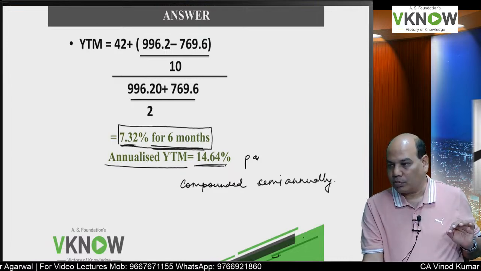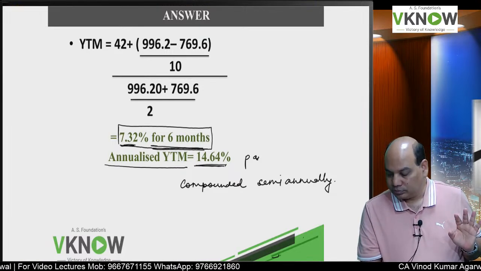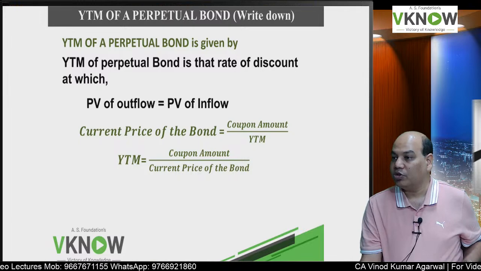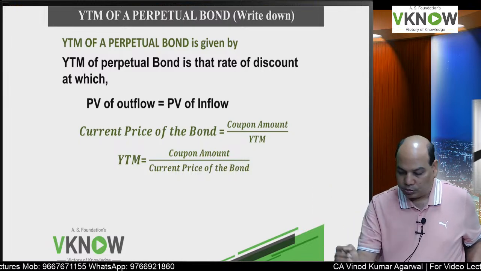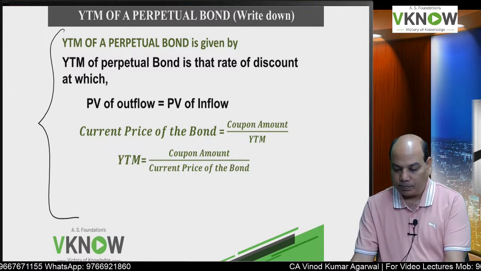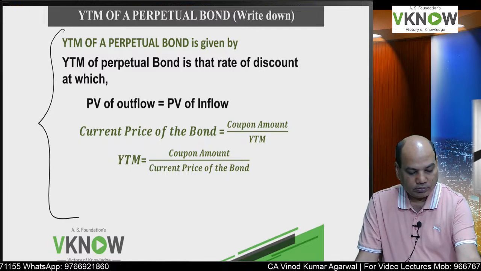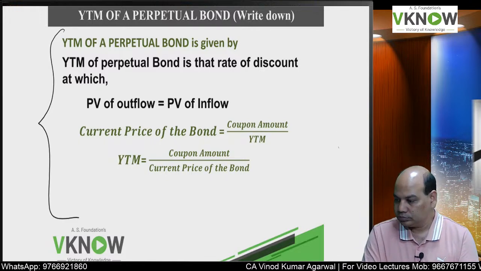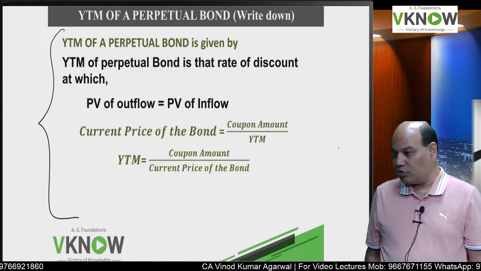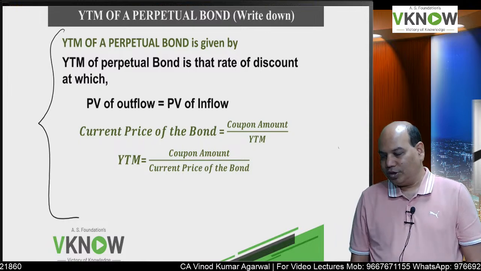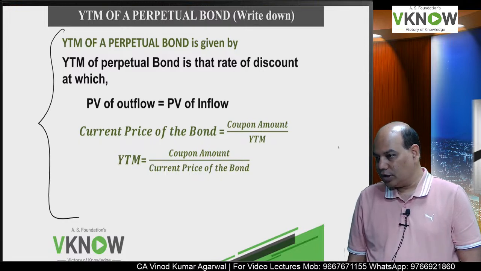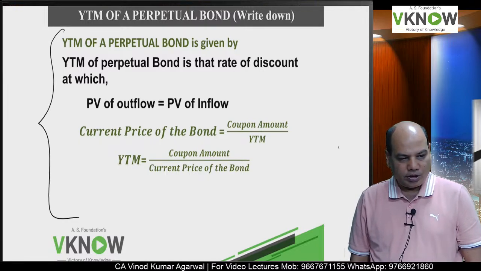So we have taken problems with tax effect also. Now we'll come to another type of bond which is called perpetual bond. Write down one note in your notebook. Please write down this entire thing, I'll explain also. YTM of a perpetual bond. What is a perpetual bond? A bond which does not have a maturity date. It will only pay you coupon. So you buy the bond and you receive the coupon for an infinite period.